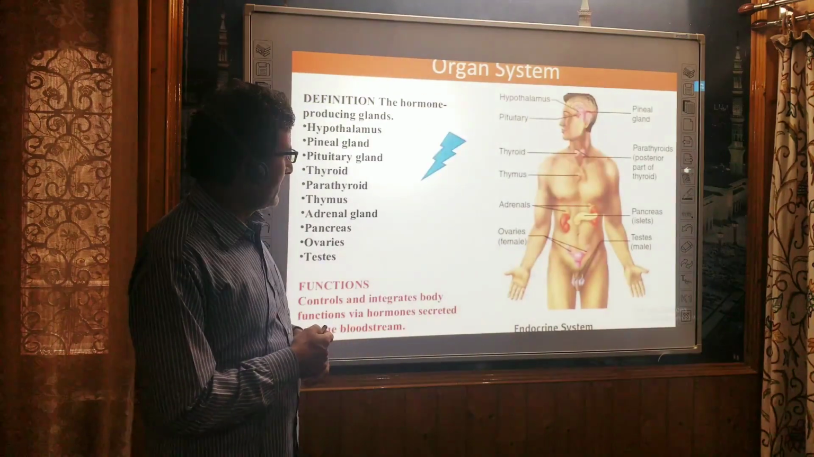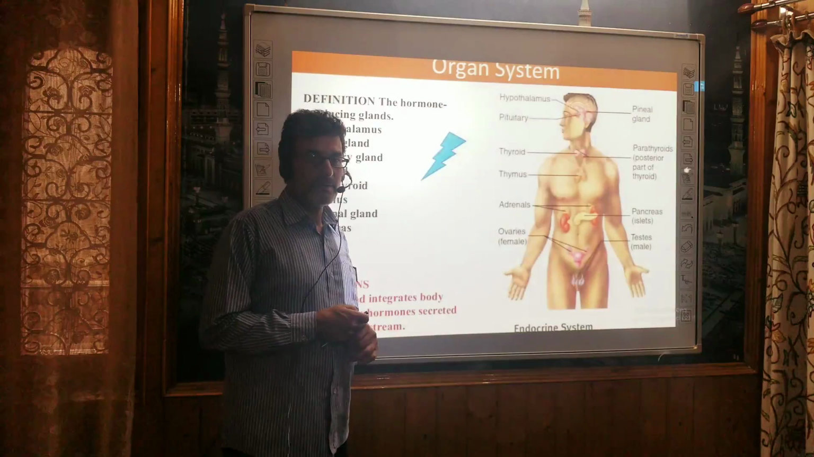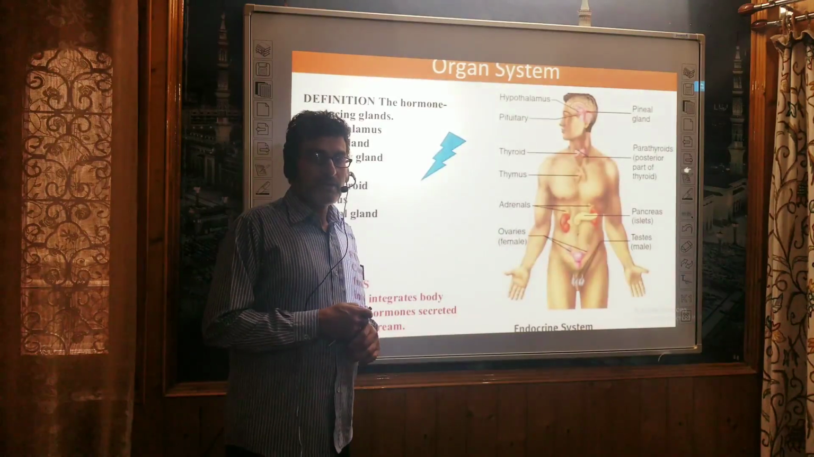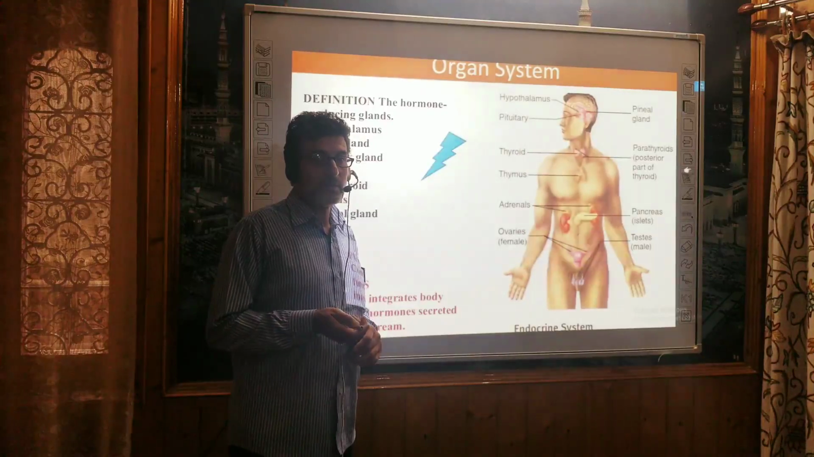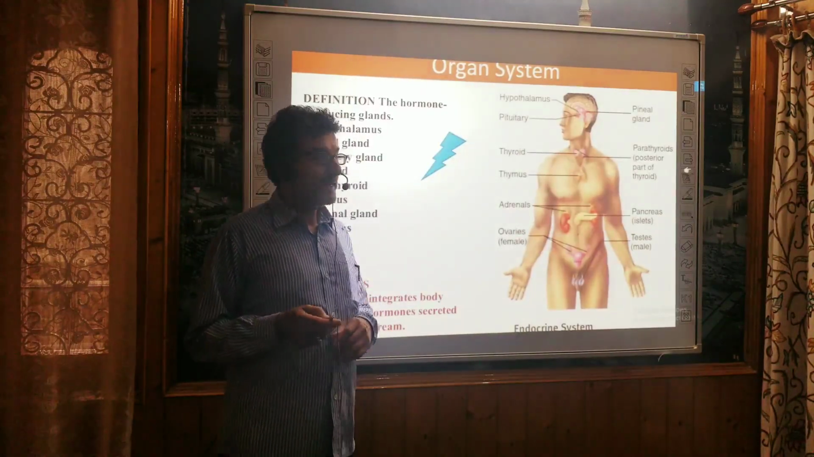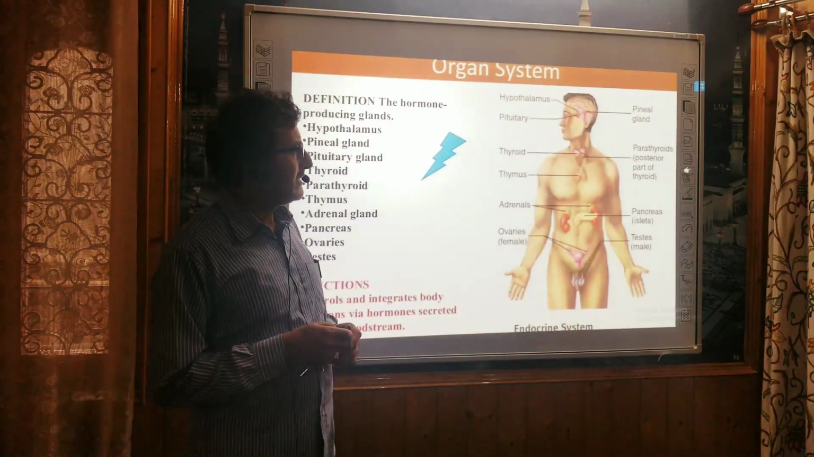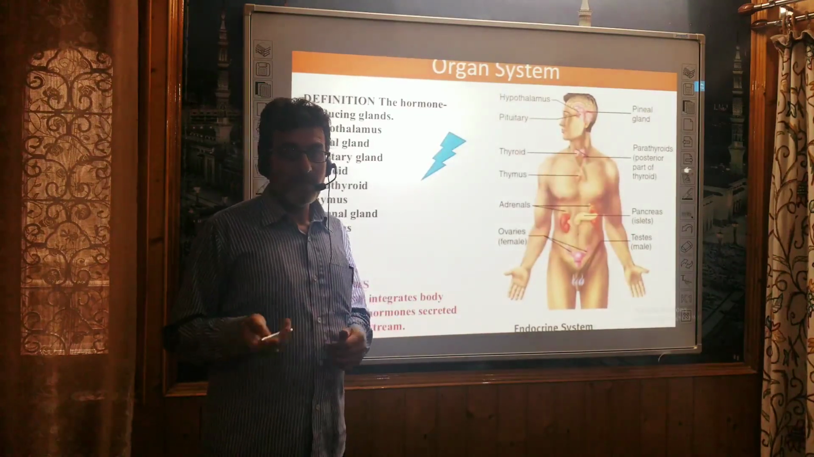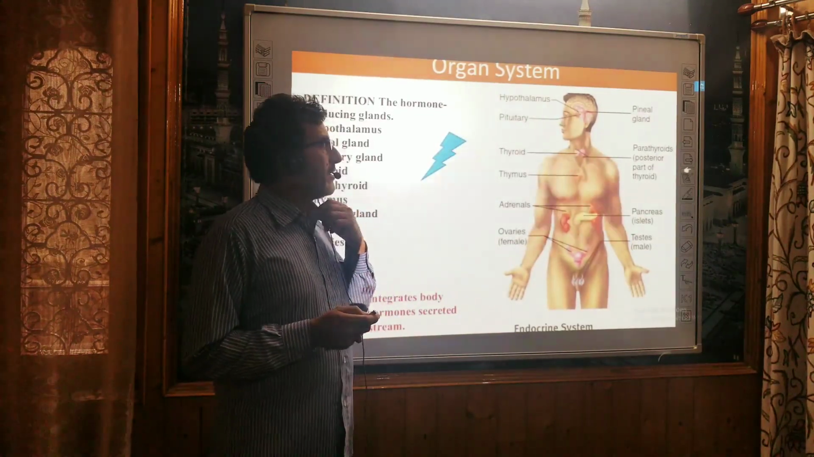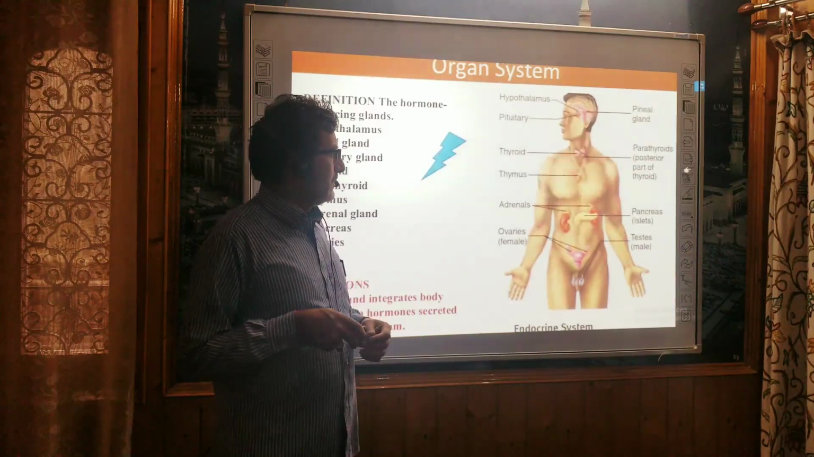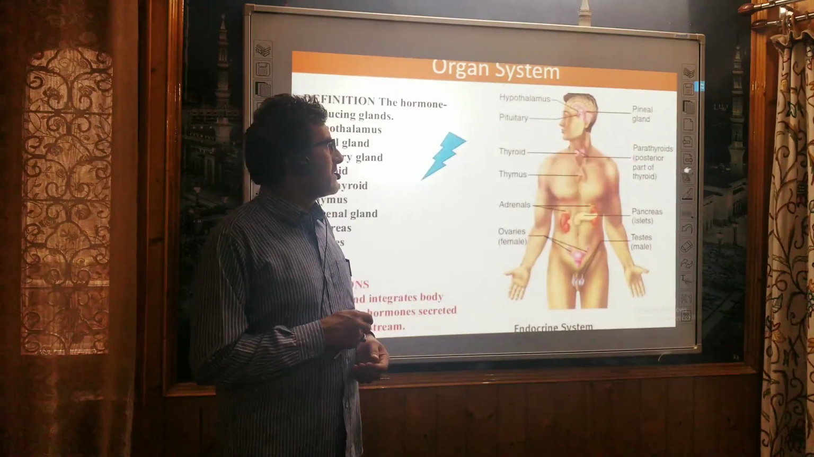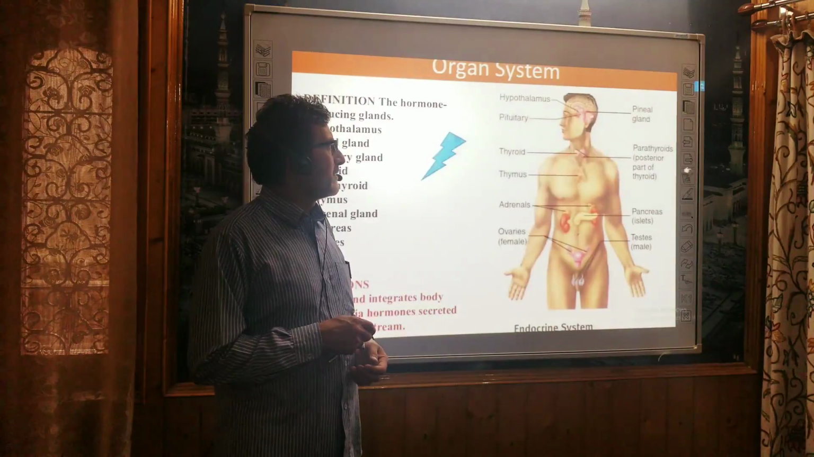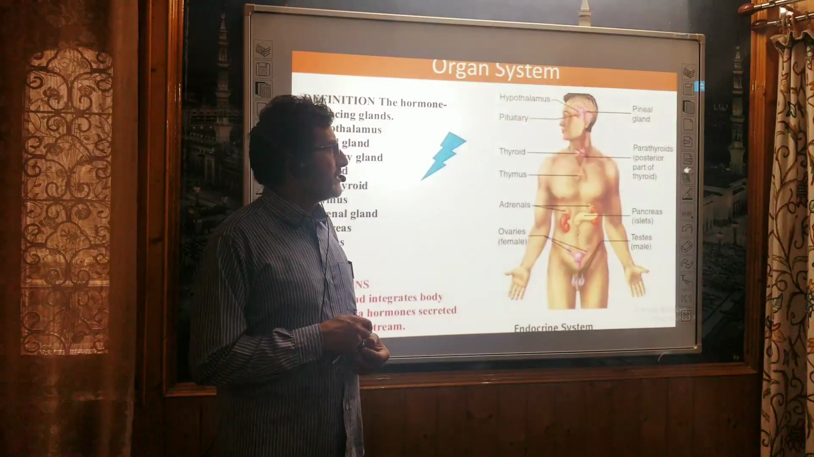Next system is the endocrine system. In our body, our general metabolism is controlled by the endocrine system. So endocrine glands, ductless glands, secrete special chemical messengers. We call them hormones. Hormones play a general role in general metabolism. For example, it starts from here, the hypothalamus. Now it is called the master gland. It is connected with the pituitary gland.